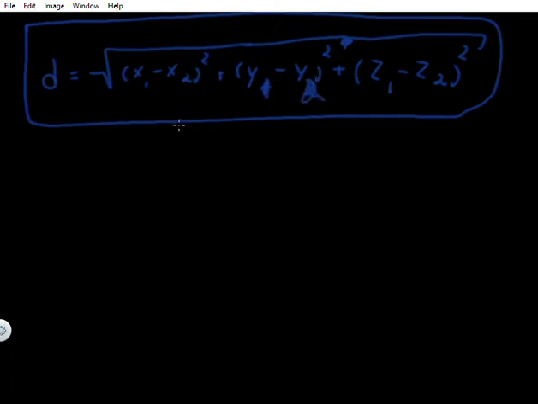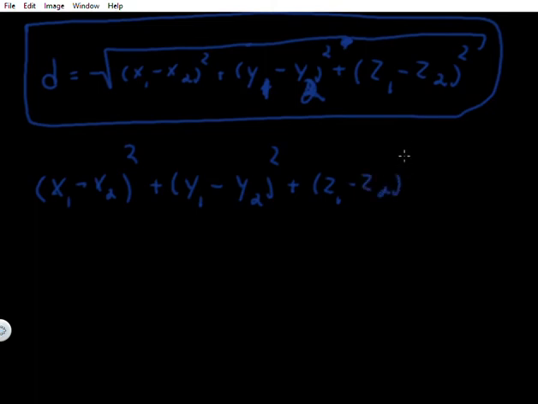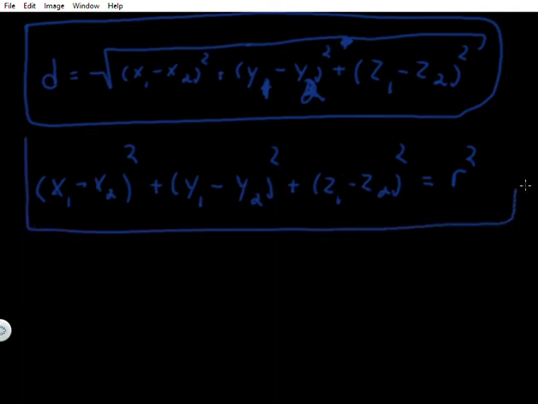And another thing that's very much the same is that if you have the set of all points that are the same distance from some center point, you have a sphere. And the equation of a sphere, using the distance formula, is literally just (x1 minus x2) squared plus (y1 minus y2) squared plus (z1 minus z2) squared equal to the square of the radius of the sphere. So this is the equation of a sphere in 3-dimensional space.